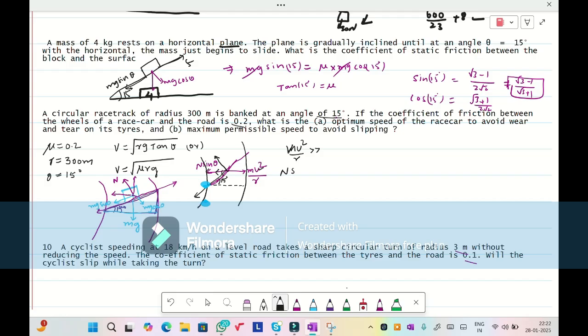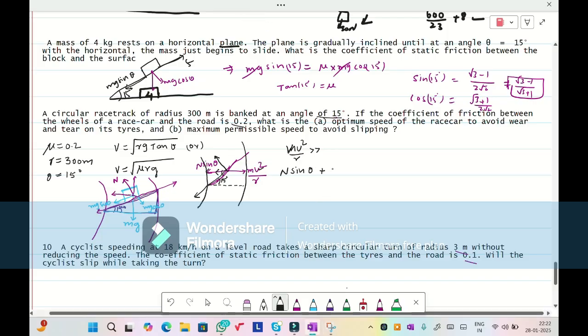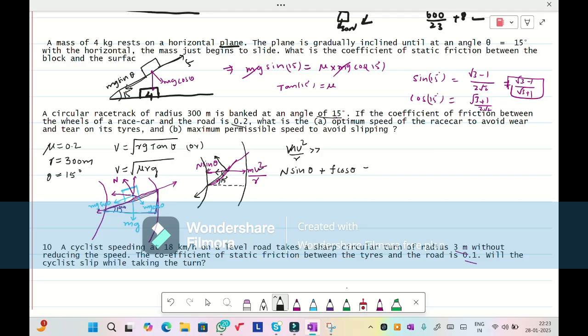Therefore n sin theta plus f cos theta, these two are balancing mv square by r. So if you want maximum speed, you want to take the sharp turn at more than root rg tan theta, more than rg tan theta. So the friction between the tire and road should act inwards into the circle, into the curvature.